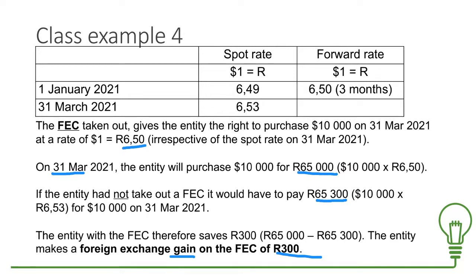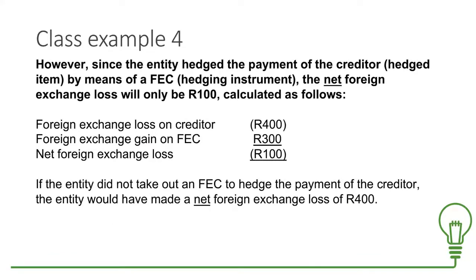Now, because the FEC is linked to the foreign creditor, we can actually disclose these two amounts as a whole, as a net of the two. We offset the two amounts. We can only do this in hedge accounting because these two amounts are linked, and we're going to talk a little bit about that linking effect in the next few slides. So we've made a loss on the creditor of 400 rand, but we've made a gain on the FEC of 300 rand. That means that on our financial statements, we are now sitting with a loss of only 100 rand.